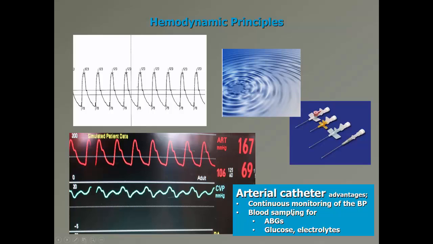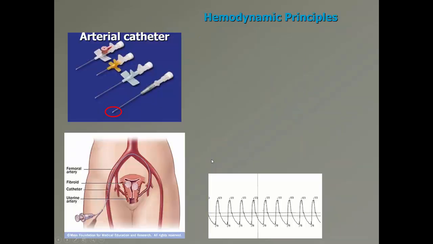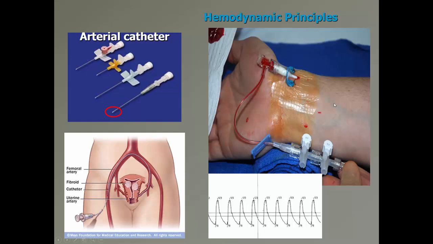Well, because we could sample blood from it. We could get ABGs and glucose and electrolytes from the arterial catheter. So how does it work? Or no, here this picture is where would we insert it? So the first place, or the most common place that's inserted, is the radial artery.